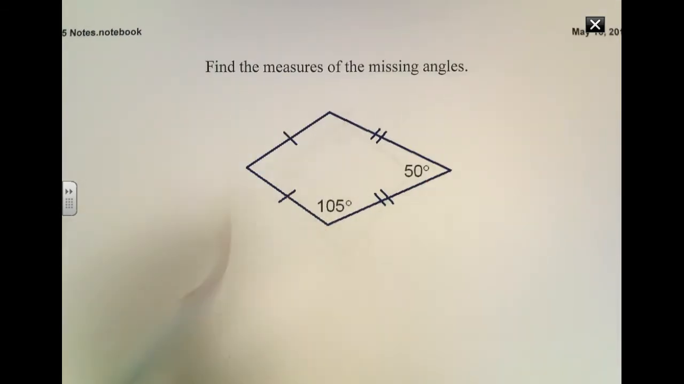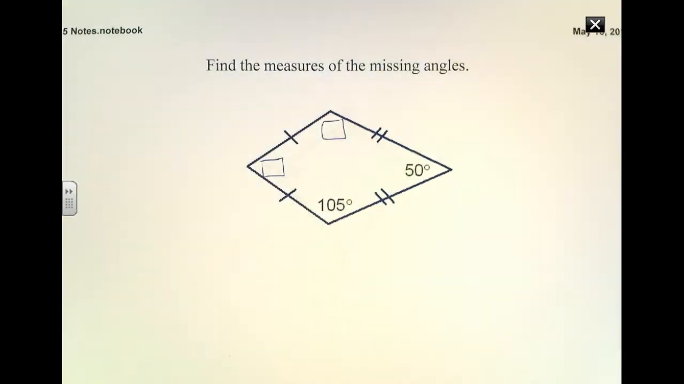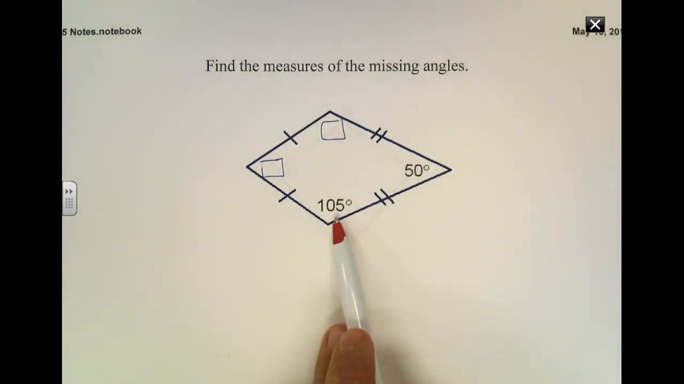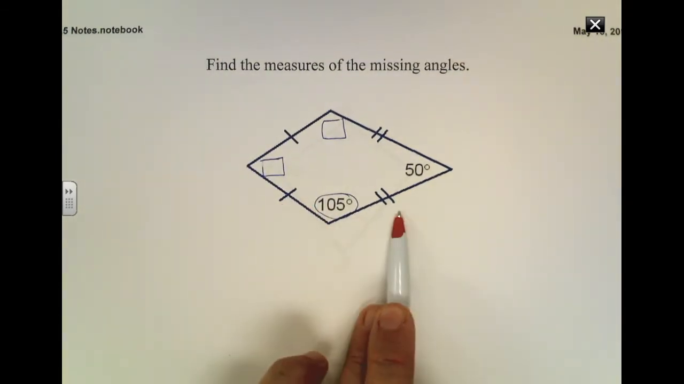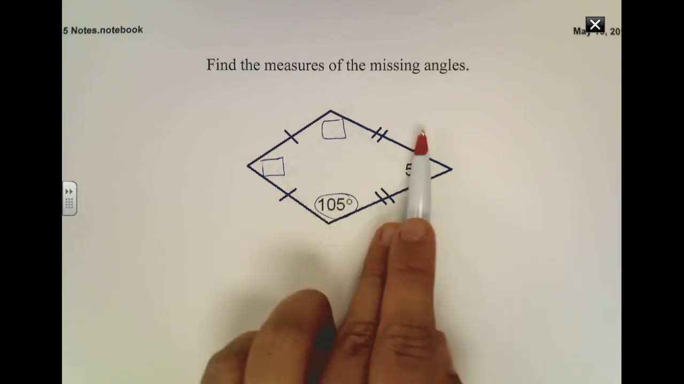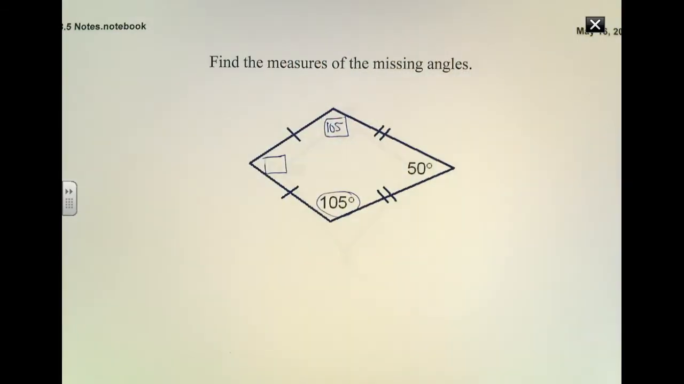Here's our first example question. We want to find the measures of the missing angles. That would be this angle here and the one up top as well. Because we talked about opposite angles being congruent and exactly one pair, this 105, since it connects the non-congruent sides, is going to be congruent to this angle, which is also connecting the non-congruent sides. Right away, that makes this 105 degrees.